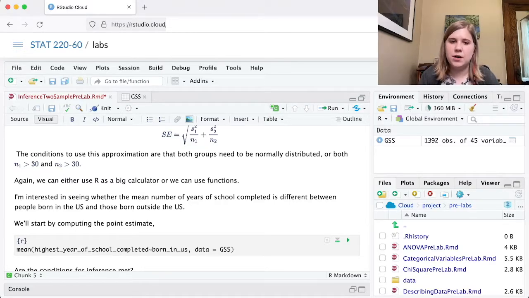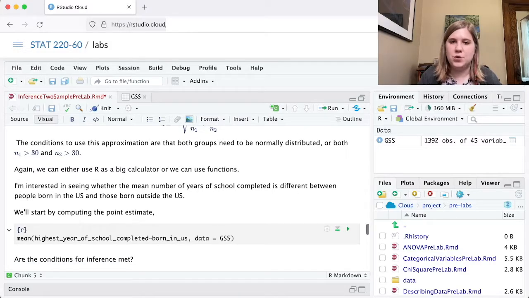So we can start by computing our point estimate, our best guess, and that's going to be a difference of means. So I'm going to do mean, and then I'm going to have a y tilde x. The y is my response variable, and in this case, it's going to be the numeric variable, tilde whatever I'm going to break things down by, which in this case is the categorical variable of born in the US. And let's just hit the play button.